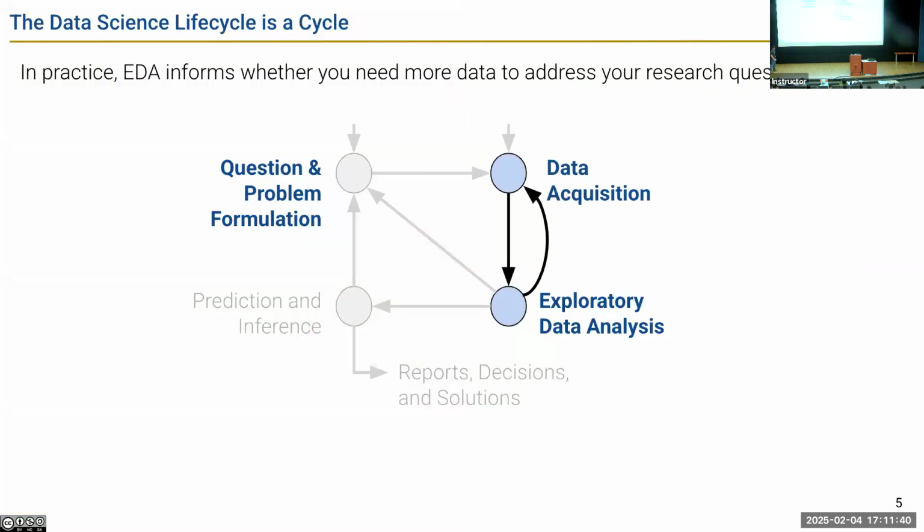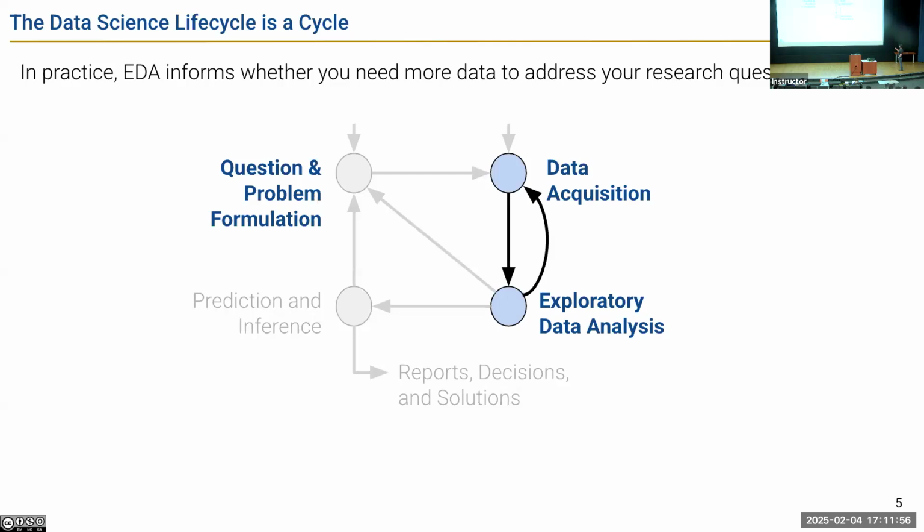Okay, so what is EDA? Why do we do EDA? Typically, EDA is used to figure out, is this the right data? Do we need to change our data set? Do we need new data? Do we need to refine our research question? It's this iterative process that we talked about in lecture 1.